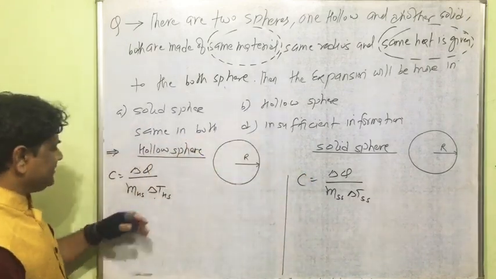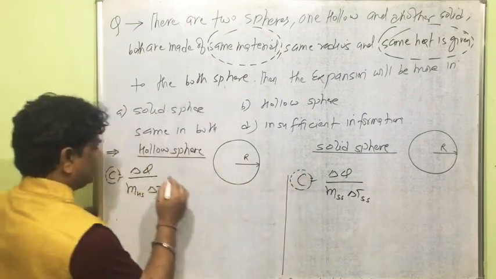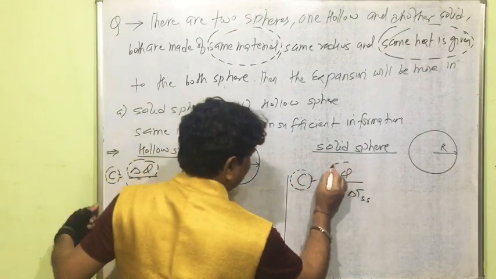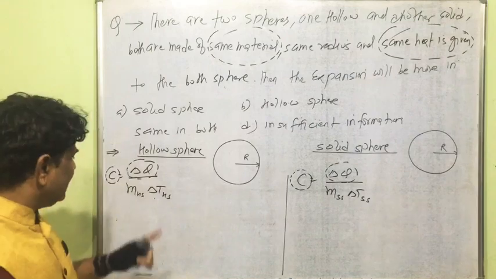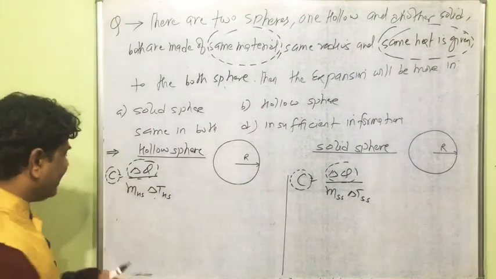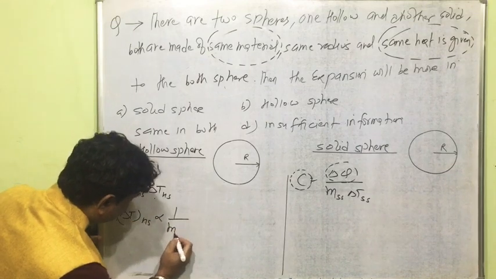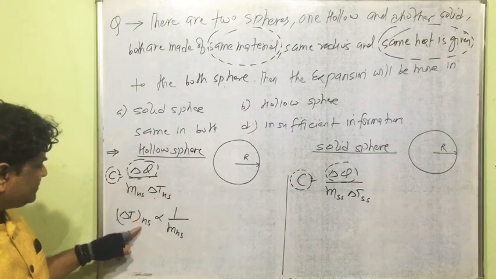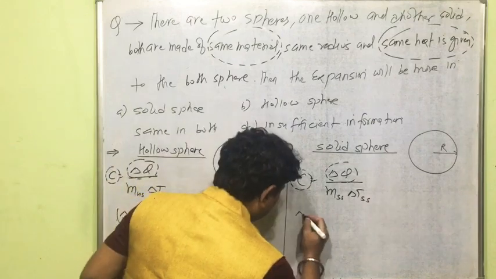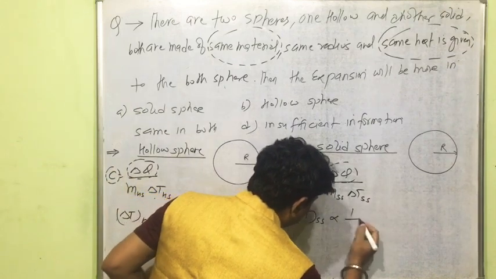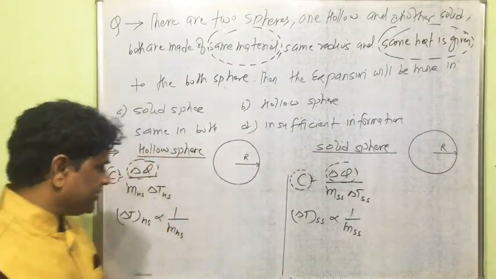Now, from this relation it is clear that specific heat is constant, and delta Q is also constant. So with the help of these two relations, delta T will be inversely proportional to mass. Delta T of the hollow sphere is inversely proportional to the mass of the hollow sphere, and delta T of the solid sphere is inversely proportional to the mass of the solid sphere.